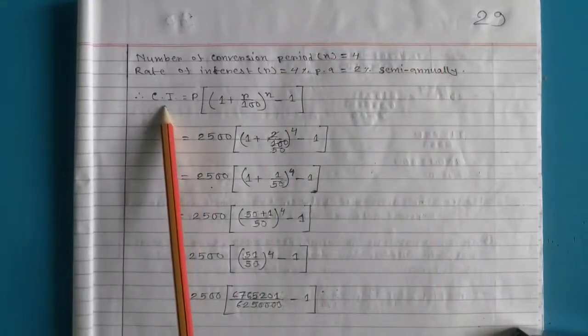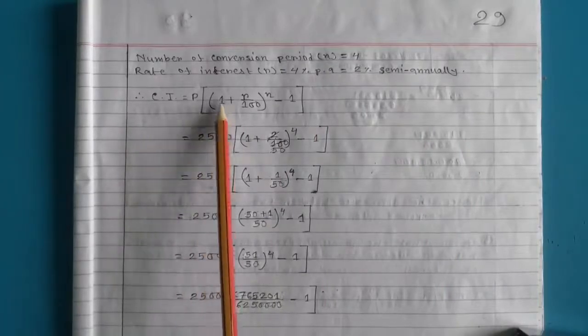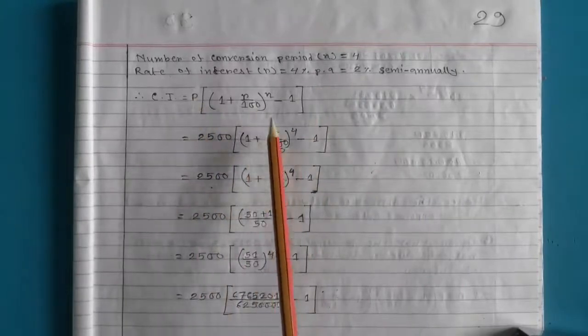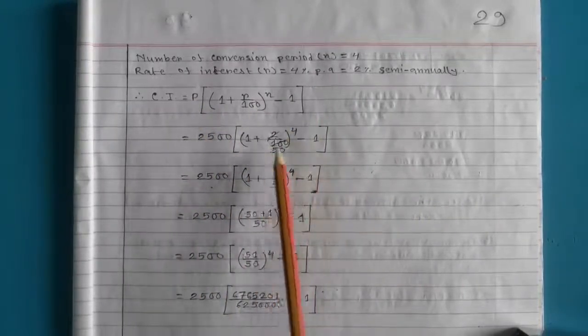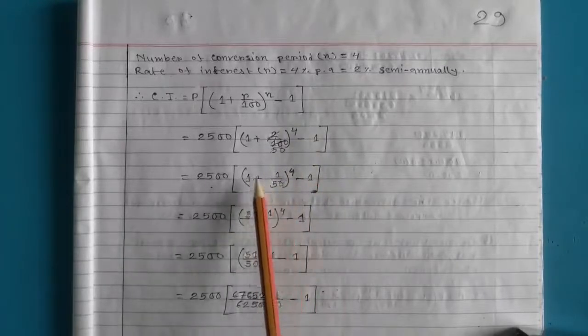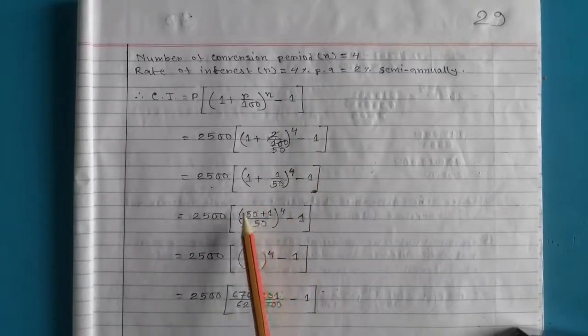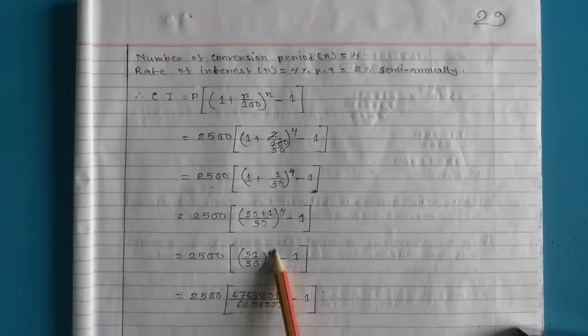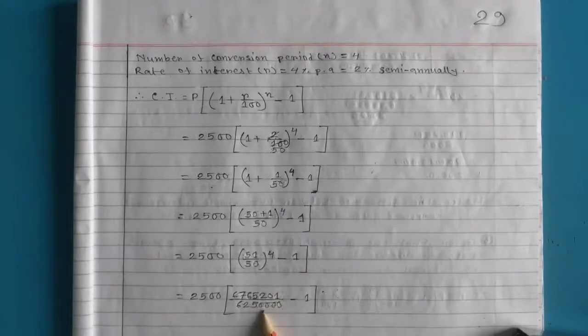Now for compound interest, the direct formula is compound interest equals P into (1 plus R upon 100) to the power n minus 1. P is given 2500, rate of interest 2%, so 2 upon 100, that is 1 upon 50, so 1 upon 50 plus 1. If you add them, 50 is the LCM, so 51 upon 50. So 51 to the power 4 is 67 lakh 65,201, and 50 to the power 4 equals 62 lakh 50,000.